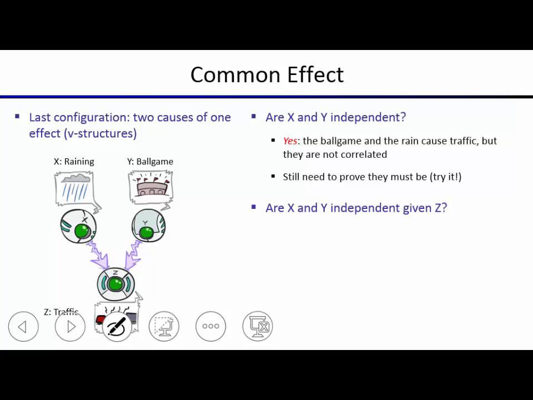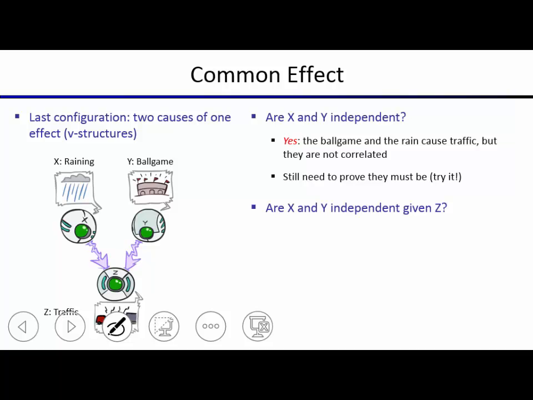Not guaranteed. It could be that in addition there is a ball game, which would further improve the probability of high traffic. But in the intermediate stage, where I just knew it was high traffic, there were two possible causes for this high traffic. And now that I know one of them is true, it's much less important that the other one is true to have result in the observation I have. So the probability of ball game actually dropped once I also observed it's raining.